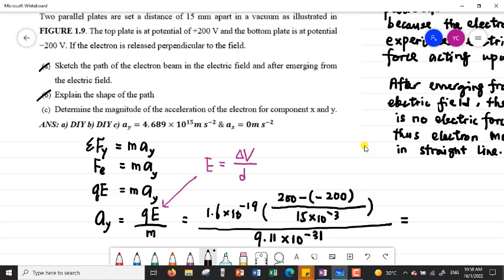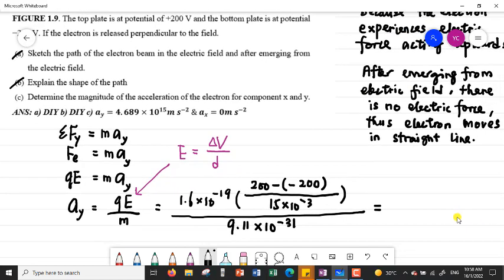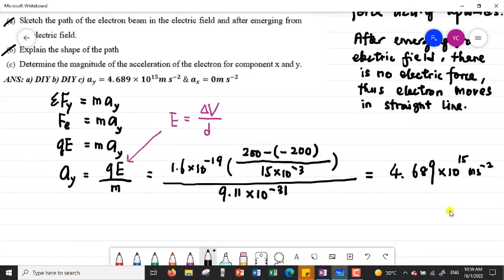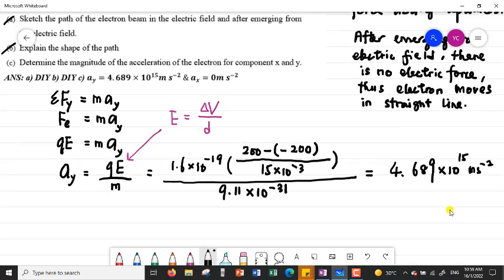So you might pause the video and do the calculations. If you calculate correctly, you should get the acceleration to be 4.689 × 10^15 m s^-2. Alright, that will be the acceleration of the electron along the y-axis.